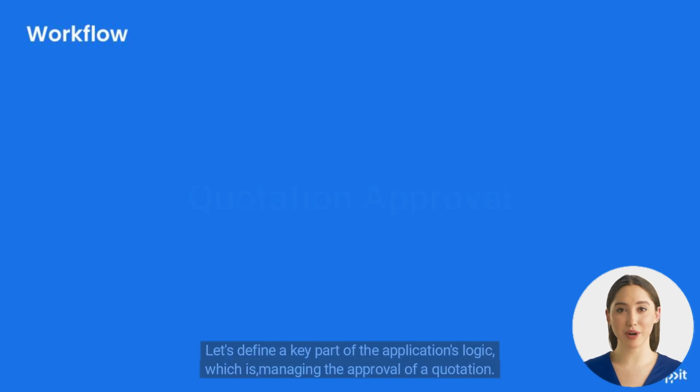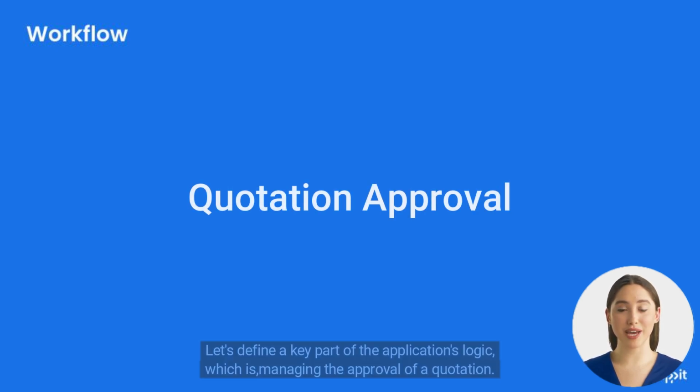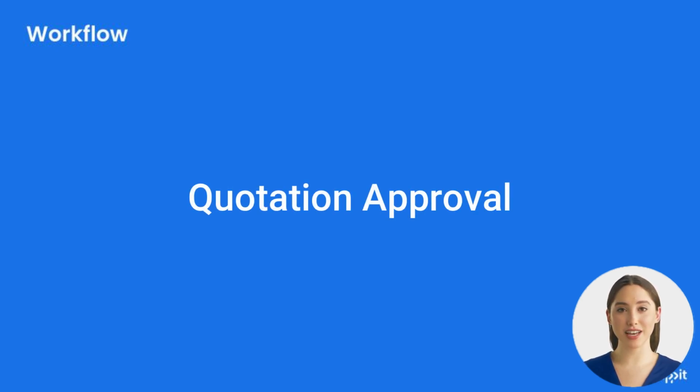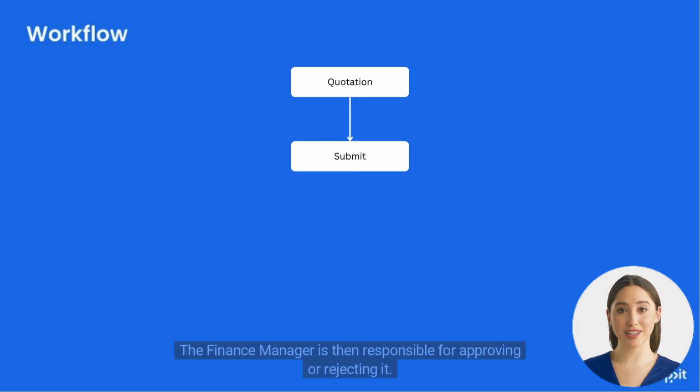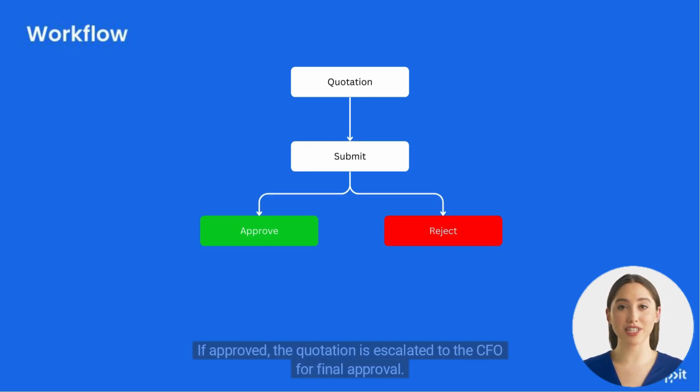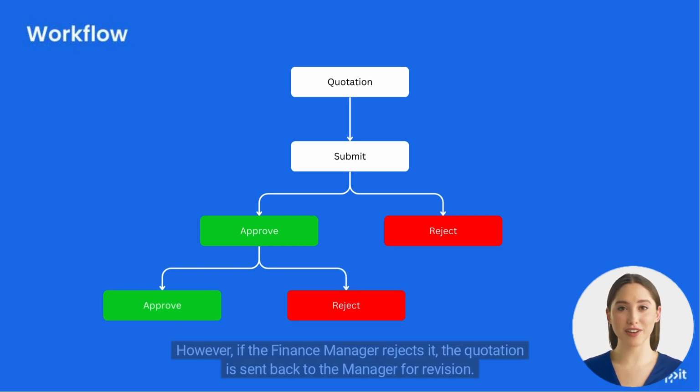Let's define a key part of the application's logic, which is managing the approval of a quotation. In this workflow, the process begins with a manager creating and submitting a quotation. The finance manager is then responsible for approving or rejecting it. If approved, the quotation is escalated to the CFO for final approval. However, if the finance manager rejects it, the quotation is sent back to the manager for revision.